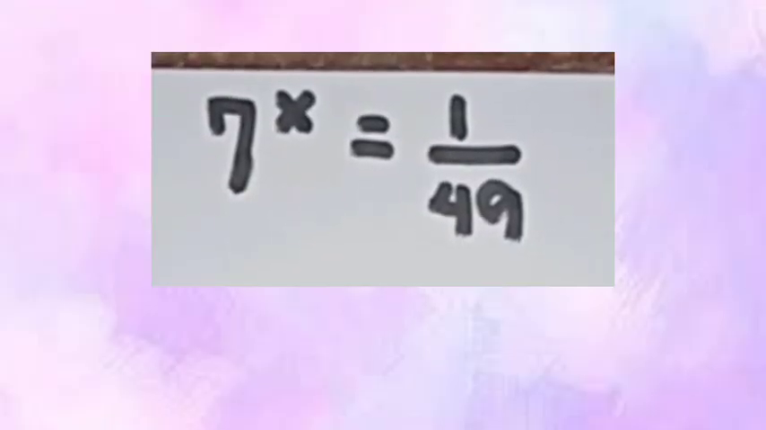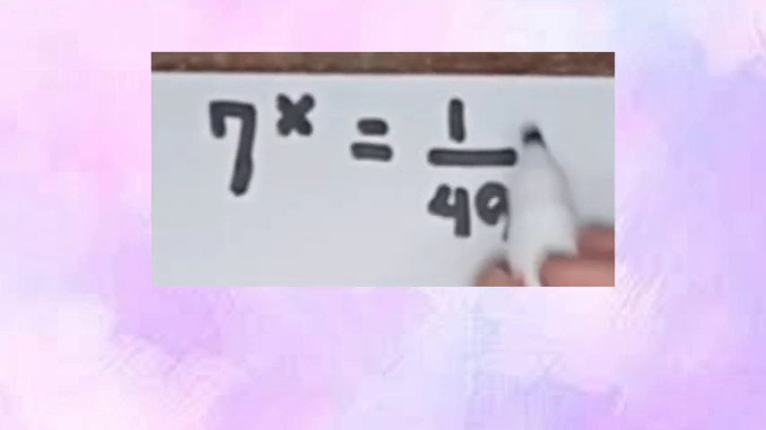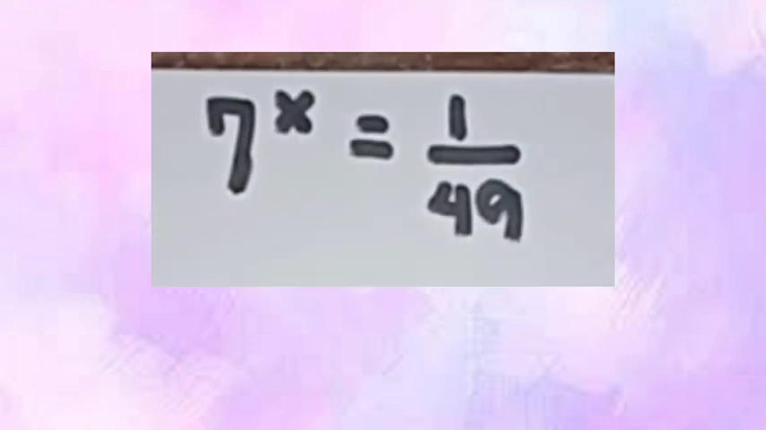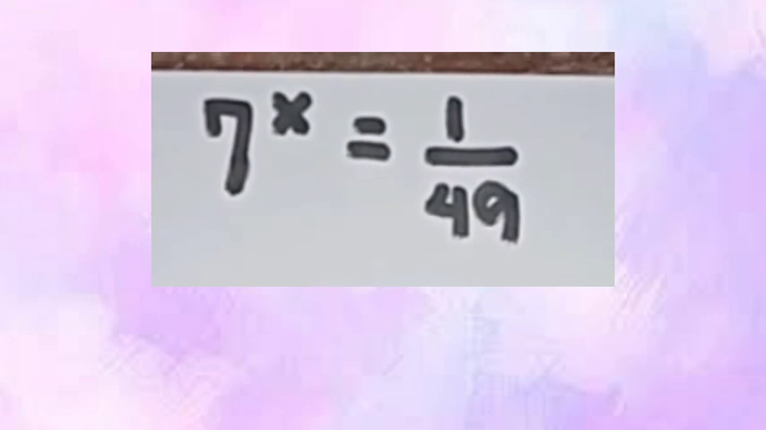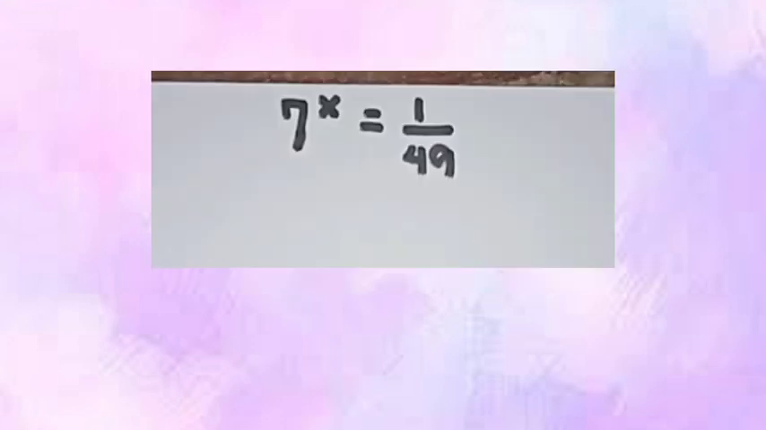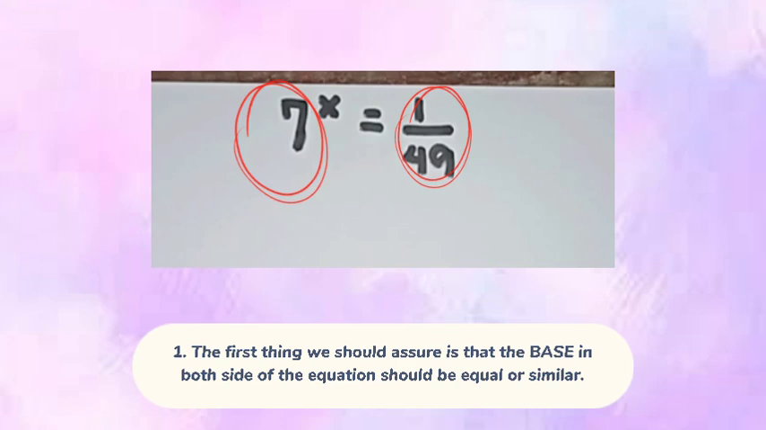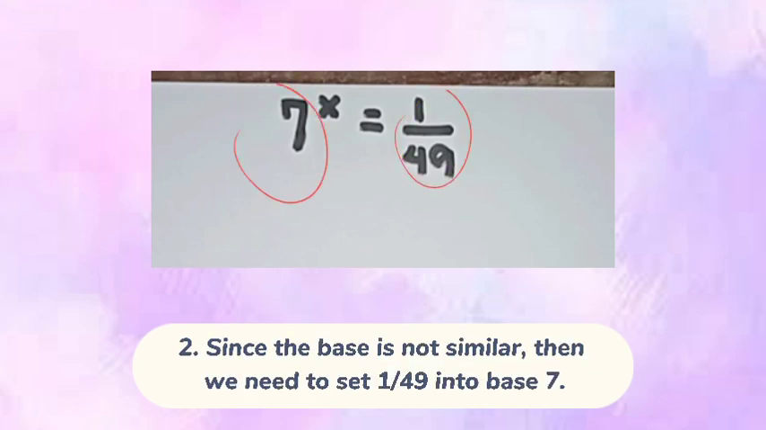For the fourth part of this video, we are going to solve the exponential equation 7 to the power of x is equal to 1 over 49. The first thing we should ensure here is that the base should be similar on both sides of the equation. But since the base here is not similar, then we need to set 1 over 49 into base 7.